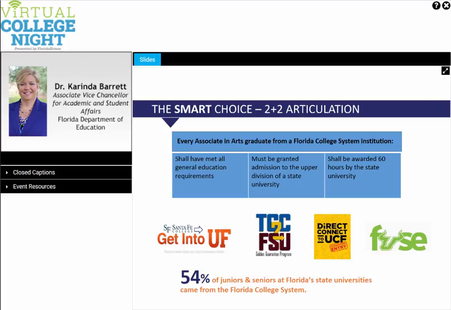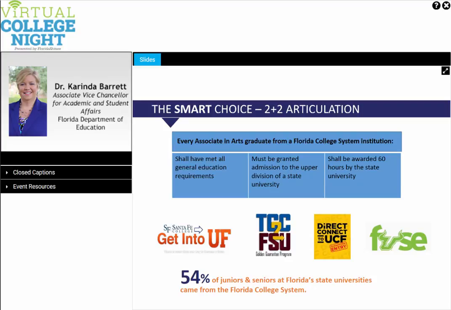Next, I want to talk a little bit about transfer and the SMART choice, which is the 2+2 articulation model. Every Associate in Arts graduate from a Florida college system is guaranteed admission to the upper division of one of the state universities and awarded 60 hours.